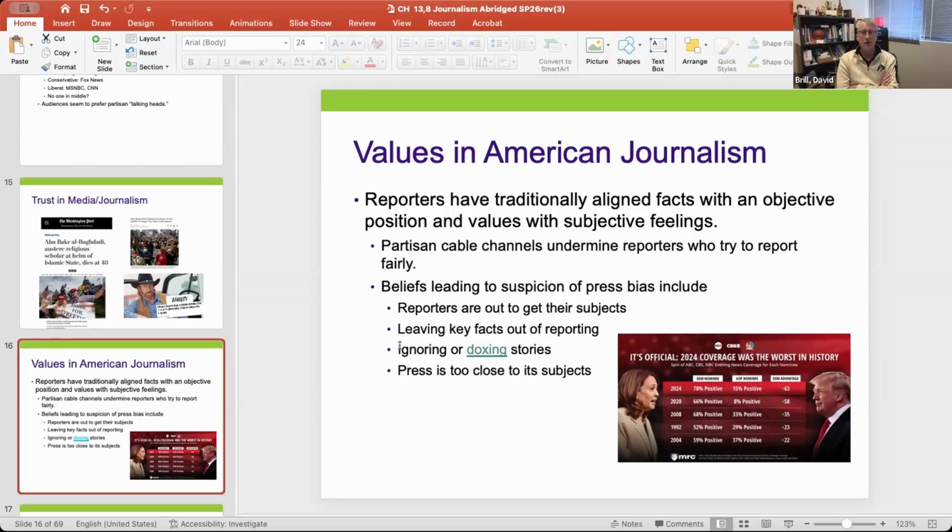Ignoring or doxing stories. For example, if you click on that link, which I encourage you to do, it talks about the run-up to the 2020 election, when Trump was running for re-election against then-candidate Biden. Basically, there was a laptop story. A laptop was dropped off at a Delaware computer store by the president's son, Hunter Biden, that had all sorts of things on it that were very likely not flattering to not just Hunter, but to his father. And there was a concerted effort by CNN and NBC and a lot of other networks to basically bury that story.